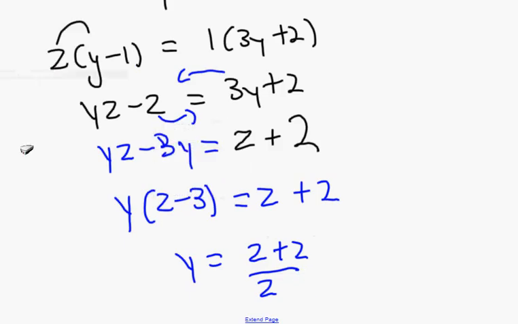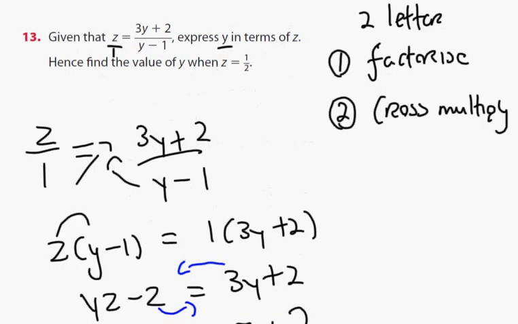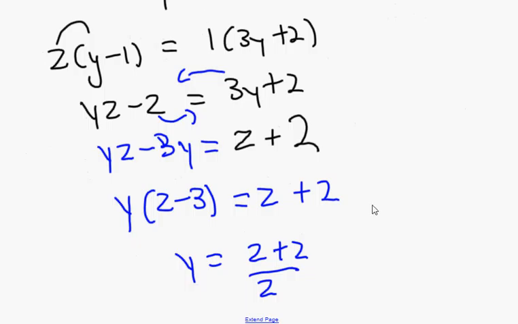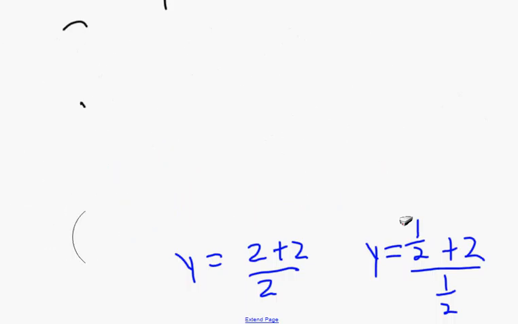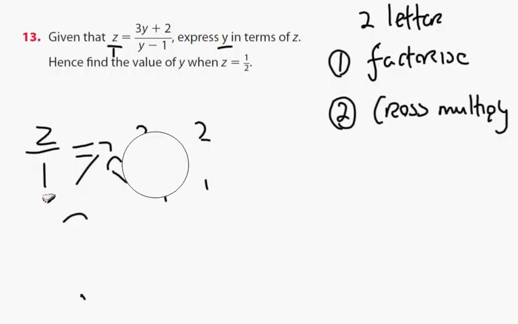We're asked to find the value of y when z equals a half. So all you do is anywhere there's a z, you replace it with a half. So it's going to be a half plus 2 divided by a half minus 3. And a half plus 2 is 2.5. 2.5 divided by a half is 5. You can use your calculator for that. Now, what we're going to do as practice for this is we're going to try another question of the exact same type. So I'm going to recreate this question.